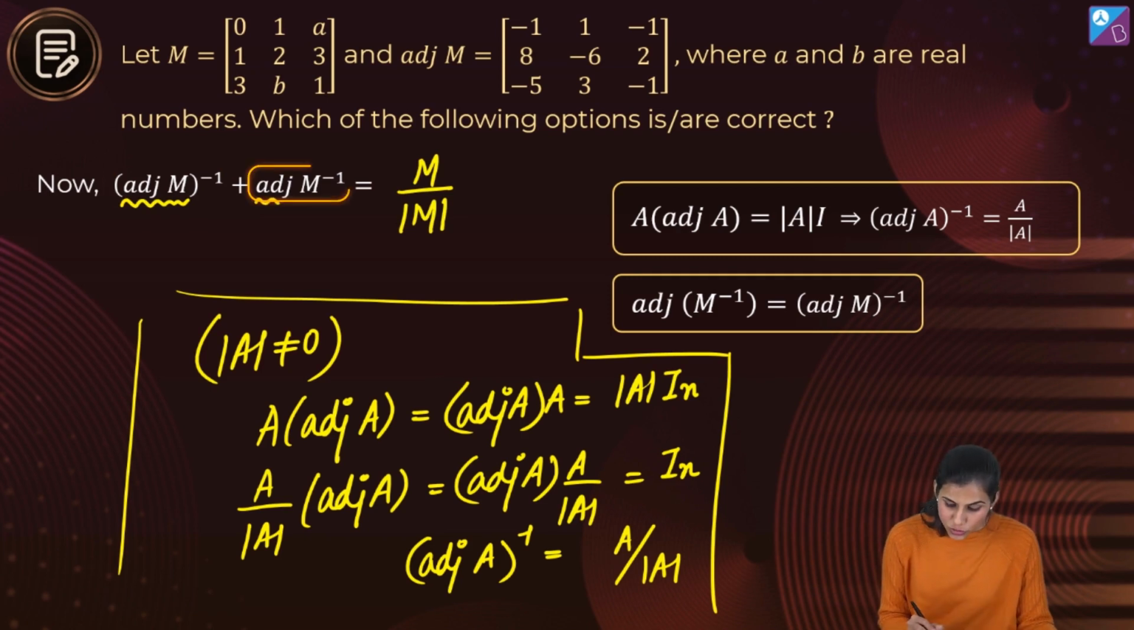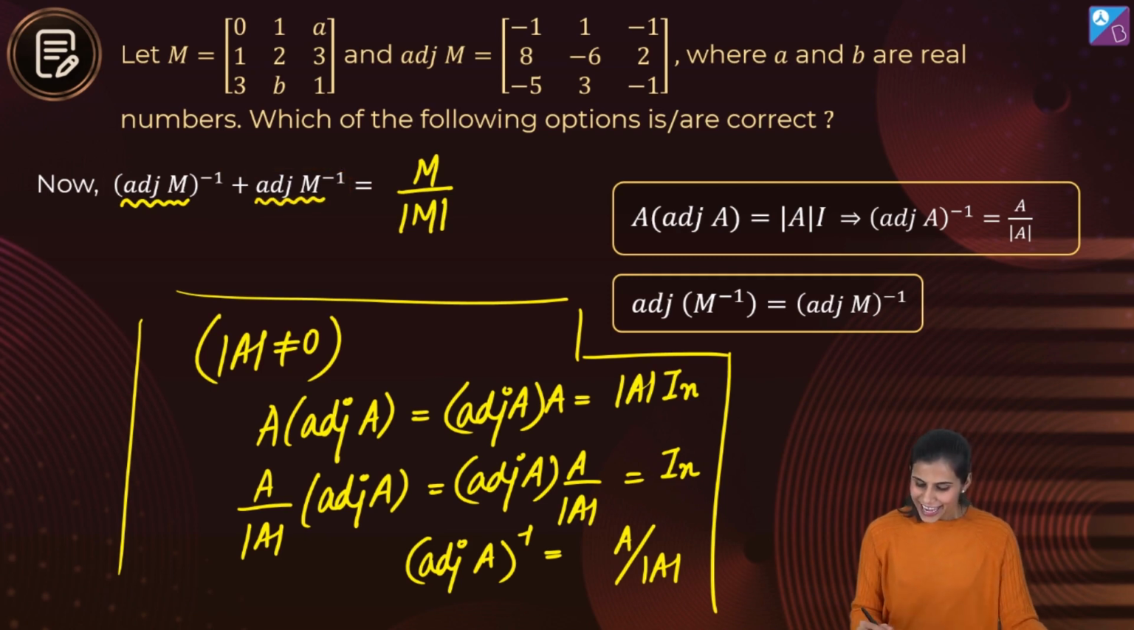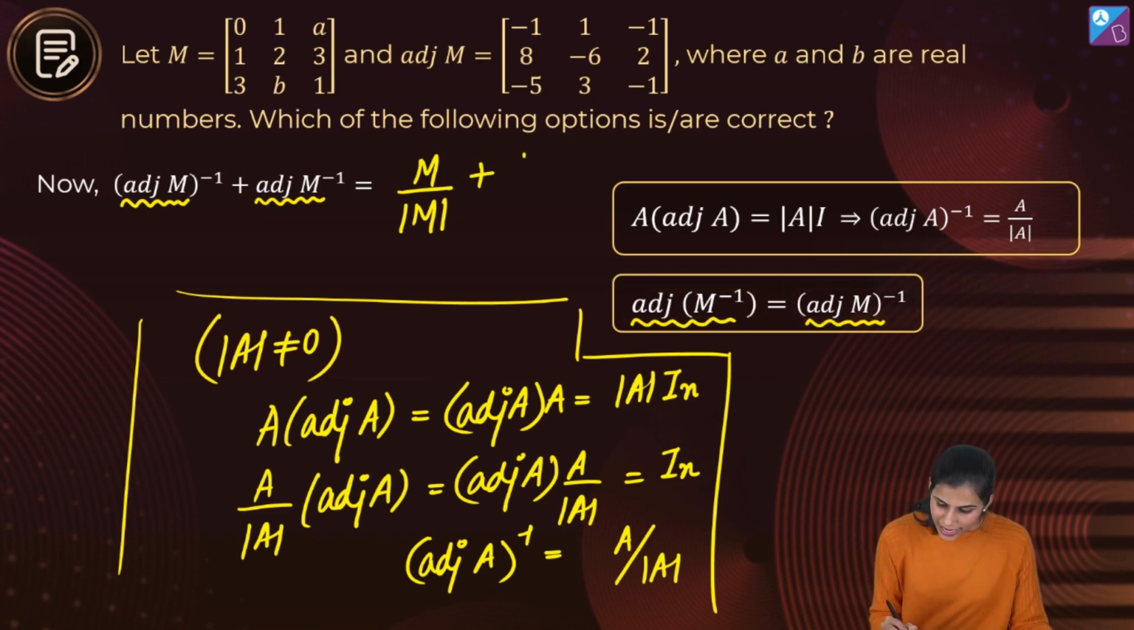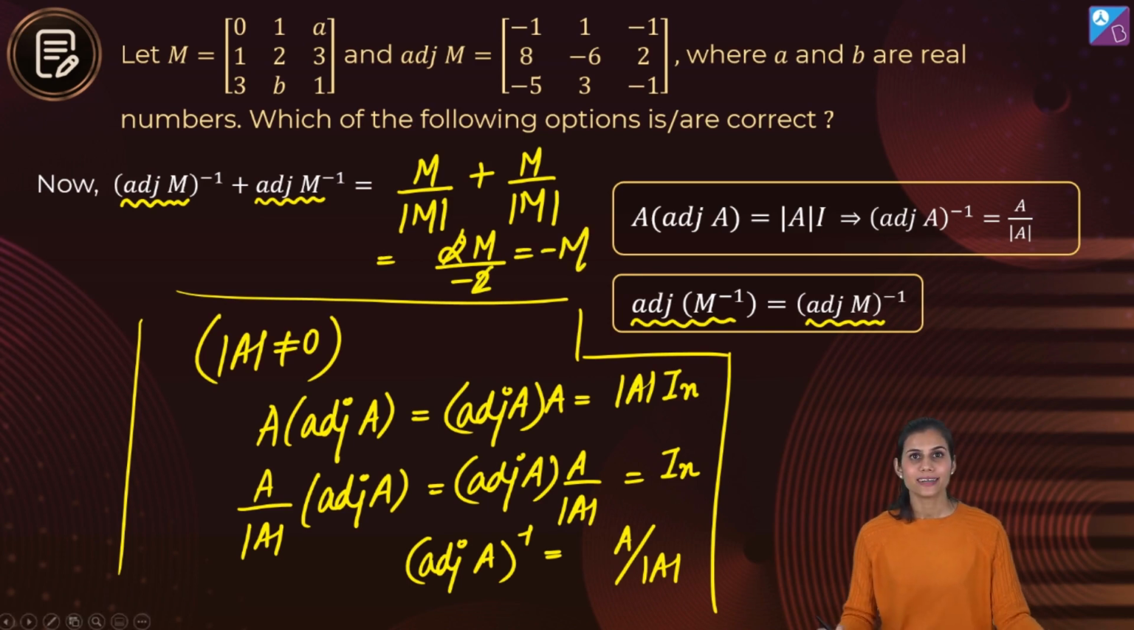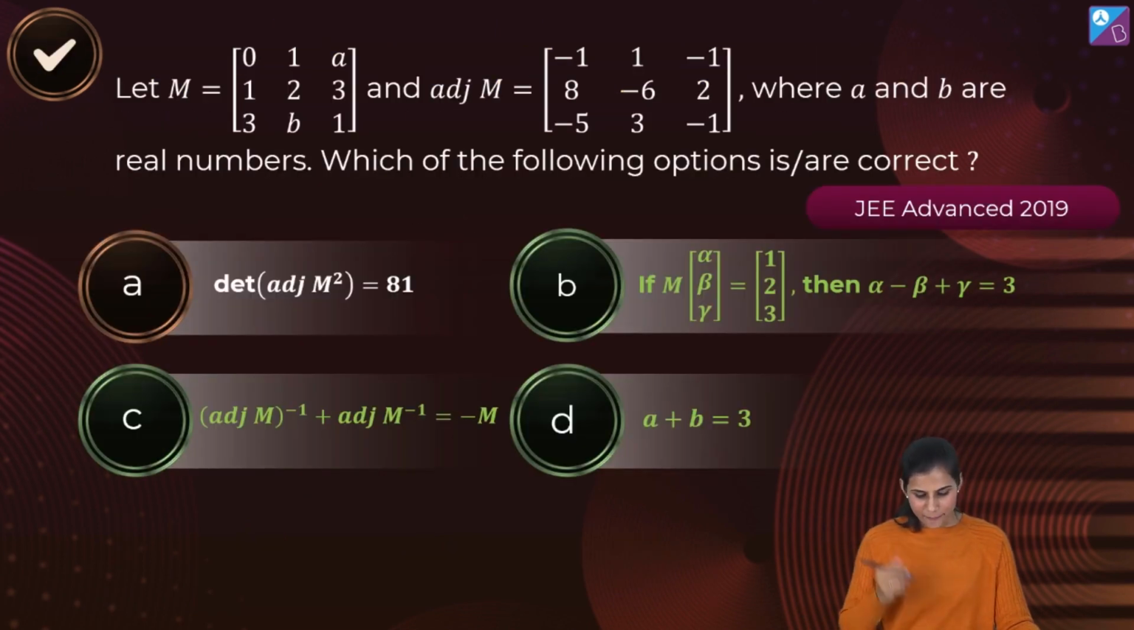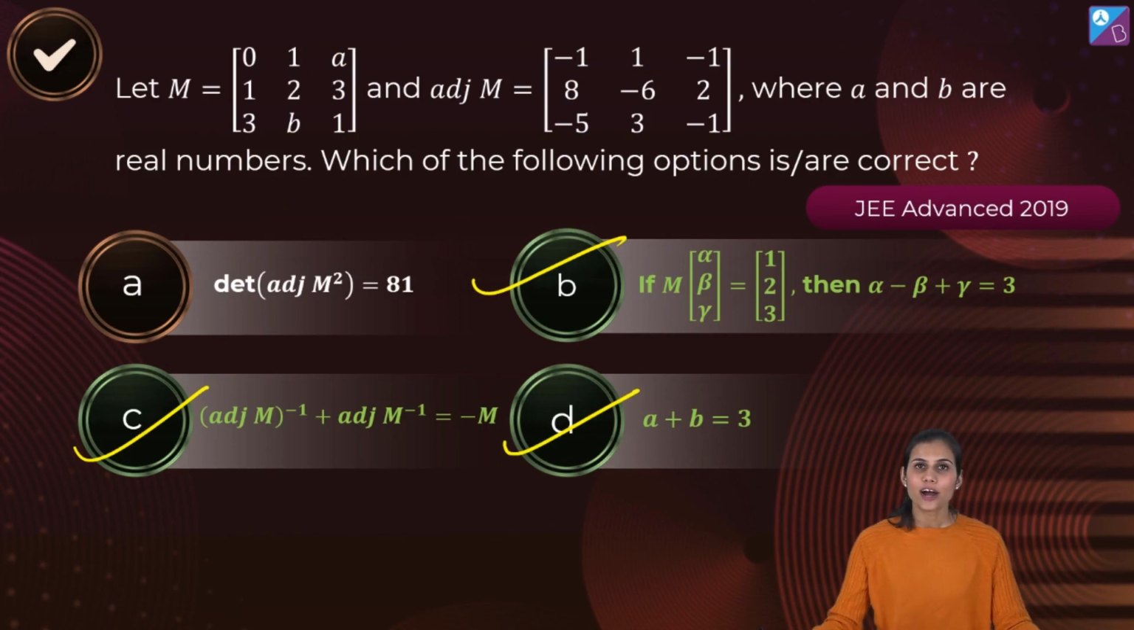And what about adjoint of M inverse? Well, adjoint of M inverse is nothing but adjoint of M whole inverse, which is again M upon determinant of M. So what is this? 2 times M upon determinant of M. But determinant of M is nothing but minus 2. 2 cancels out and you are left with minus M. So the claim made by option C is absolutely correct. Adjoint of M whole inverse plus adjoint of M inverse is yes equal to minus M. So B, C, D are the three options which are correct and A is incorrect.